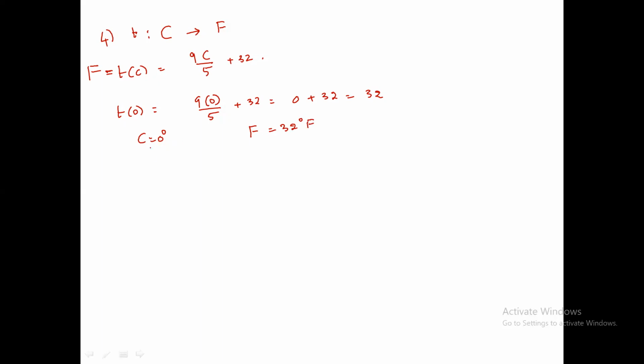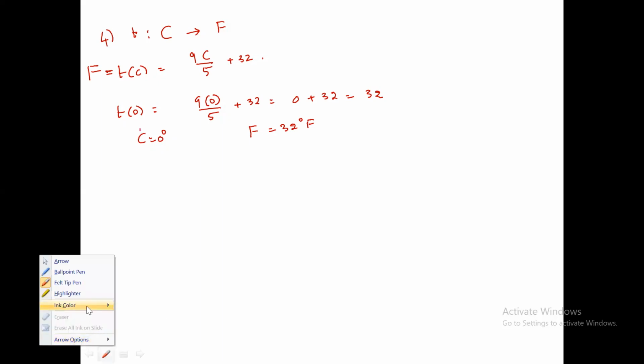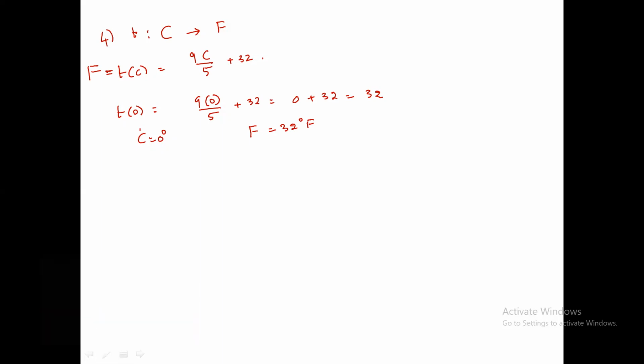When the temperature, what I mean is, if you want, I will write something like this. It will be more clear. When the temperature is 0 degrees Celsius, you can say the temperature is 32 degrees Fahrenheit.